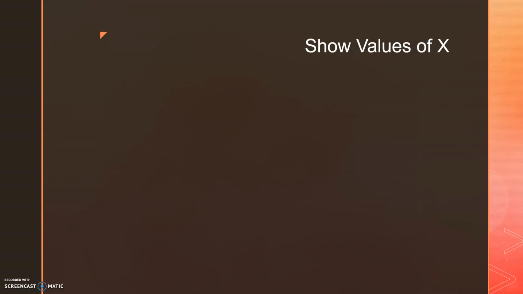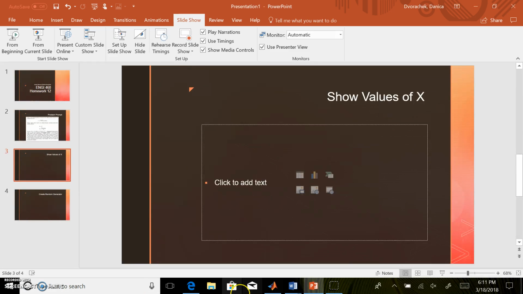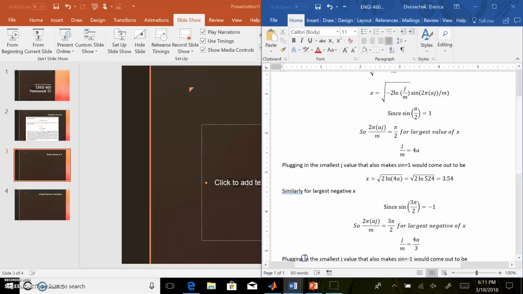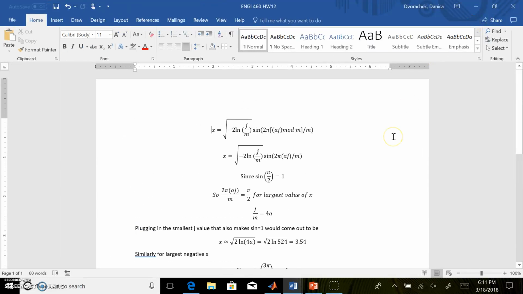So to do this, I'm going to show you how we got those values of x. We're going to do this in Word. This x value at the very top here is where we have the sine function that I was talking about earlier, and we want the greatest value of sine, which occurs at pi over 2.